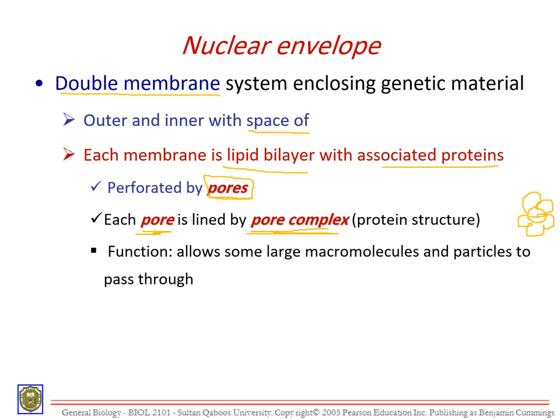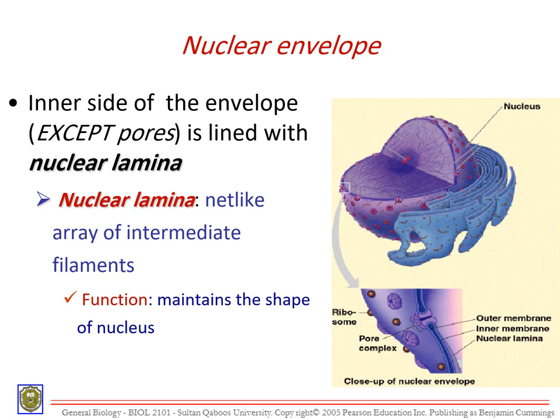So this is an opening here that allows things to go in and out, and these here are proteins, okay? So this whole thing is called pore complex, okay? And the function, it allows some large molecules and particles to go past and through, as I explained in the previous slide. So as you can see over here, all right, so that's the nucleolus, that's a chromatin, and this is the nuclear envelope. And right now we're discussing the nuclear envelope.